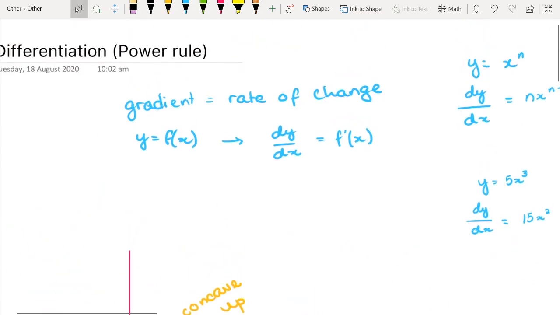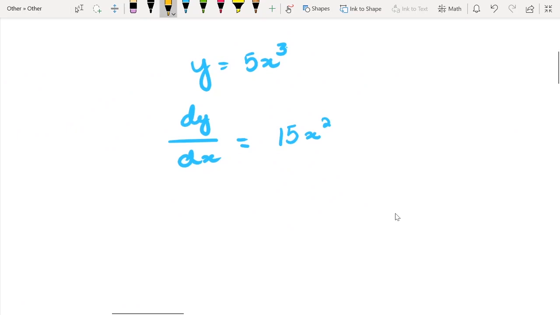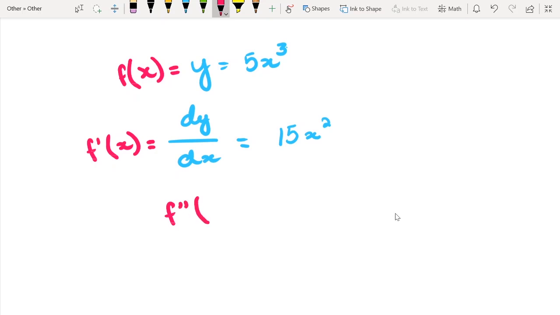To double differentiate something, you literally take its dy by dx and then you differentiate that again. So in this case, if this was, for example, put in red, f of x, this is f prime of x. To calculate f double prime of x, I use the same rule: multiply by the power, 30, reduce the power by 1, 2 minus 1 is 1, so then to the power of 1, it's the same thing. So the double differentiated function is 30x.